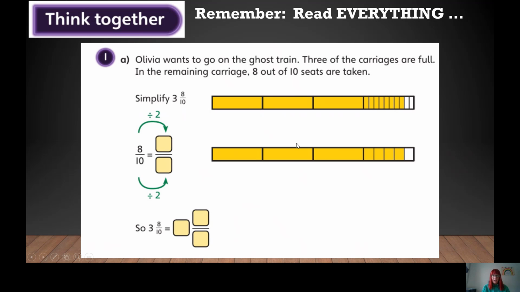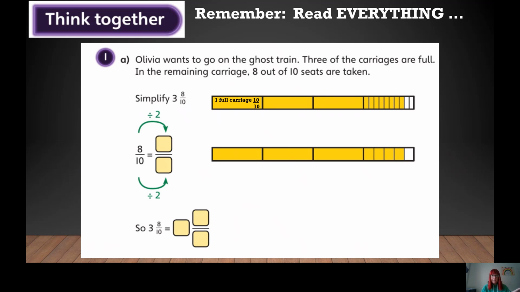Okay, so I hope you've had a little go at Olivia's problem here. She wants to go on the ghost train. 3 of the carriages are full, and in the remaining carriage, 8 out of 10 seats are taken. So we've got simplifying 3 and 8/10. So it's kind of given you the answer, but represented, let's have a look and see what that means as this diagram here shows. Okay, according to this, 1 full carriage, 10 out of 10 people.